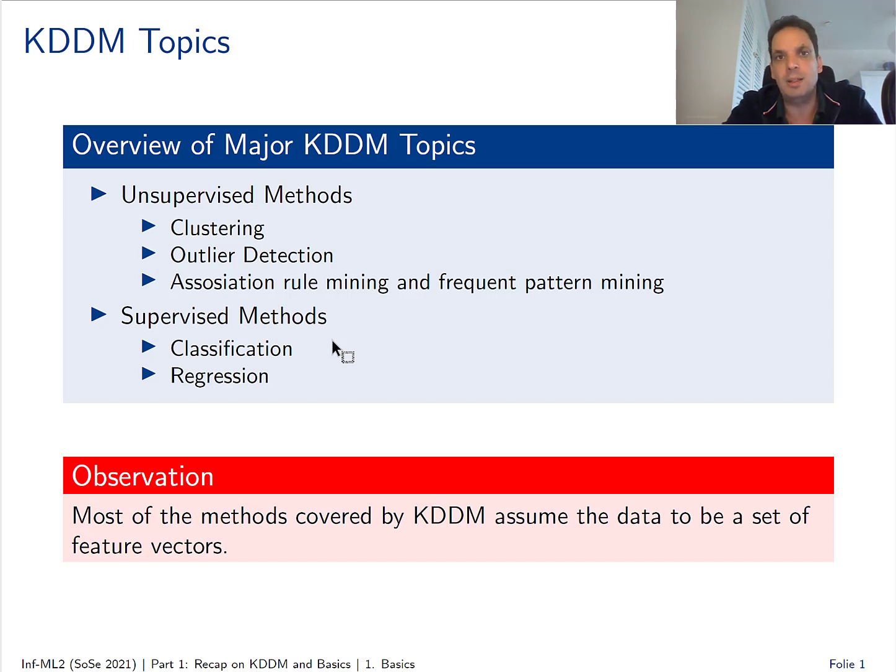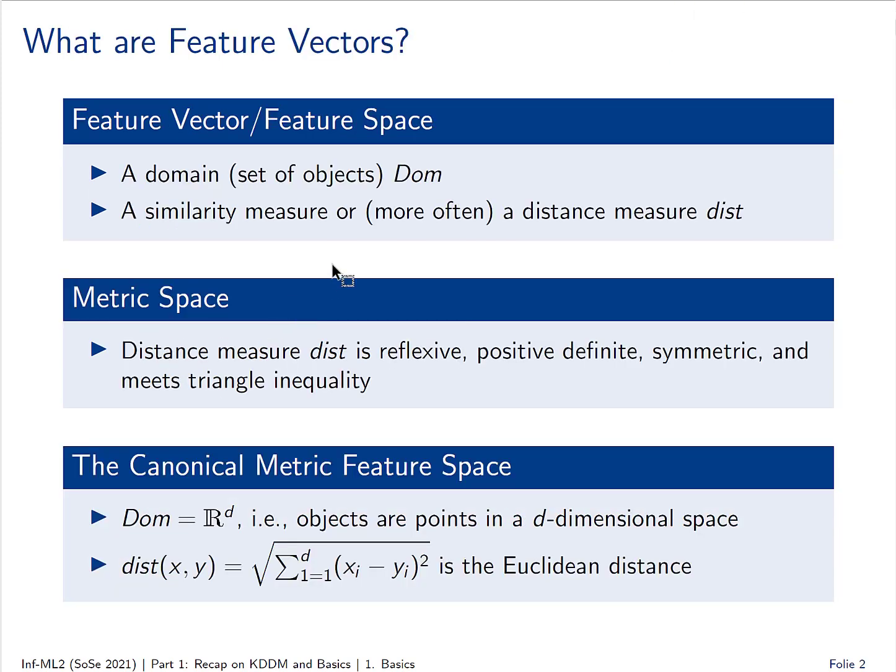Most of the methods covered by KDDM typically assume that the data is in a specific type of representation, a canonical representation, which is feature vectors. So tables of objects, where the types of the columns are typically floats or doubles, so numbers actually. Let's have a look at what feature vectors actually are.